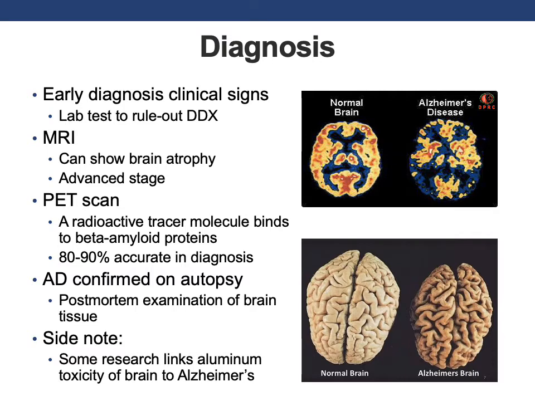Currently, the only definitive diagnosis of Alzheimer's is confirmed on autopsy with post-mortem examination of brain tissue. And as a side note, I want to mention that some research links aluminum toxicity to brain tissue in Alzheimer's disease.